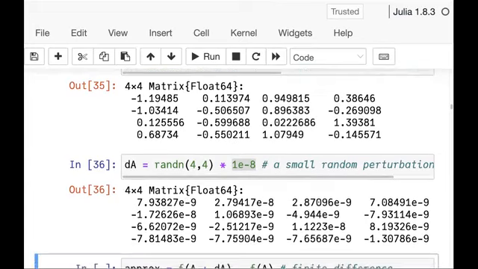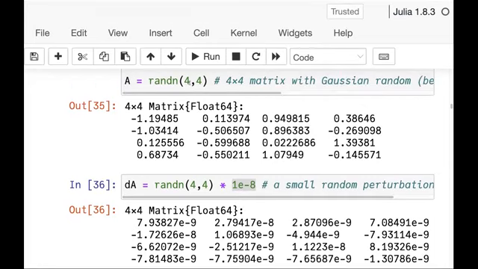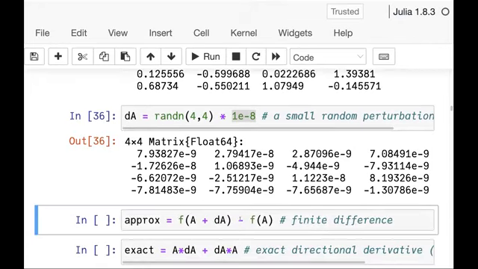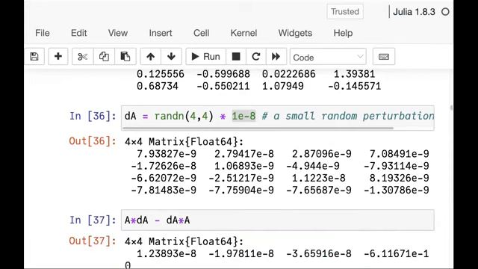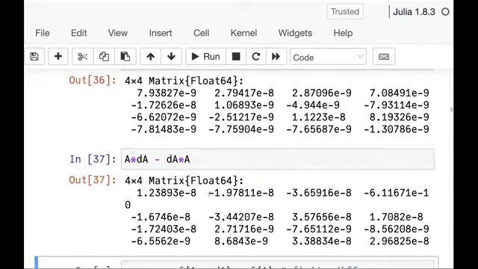All right, so this is going to be a small change. It's random numbers of order 1 times 10 to the minus 8. So they're all kind of order 10 to the minus 8, 10 to the minus 9. It's different random numbers than in A. So these will not commute. Should we check that actually? Let's do A times dA minus dA times A. Right? And you can see that this is not 0.